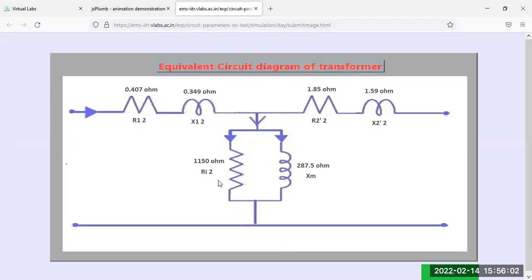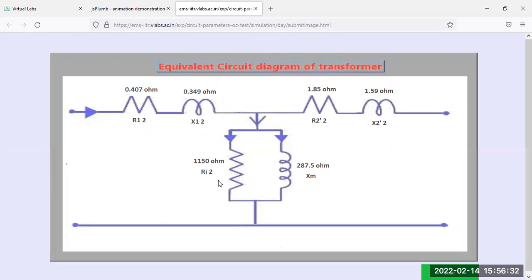So RC equal to 230 divided by no load current into cos phi 0. So no load current is your 0.9 into 0.24. From this you will get the value of almost 1150 ohm.